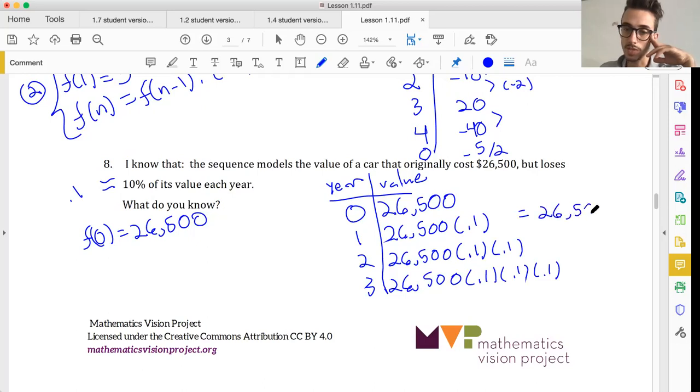Are you starting to see a pattern here? We have 26,500 and that 0.1 keeps changing depending on the year. Here it's being squared. Here it's being cubed.